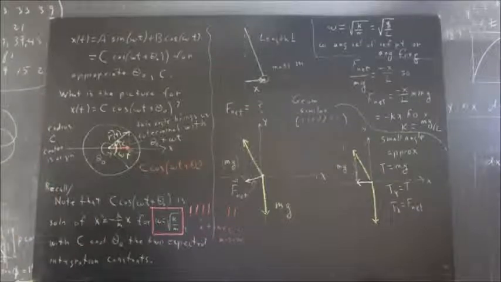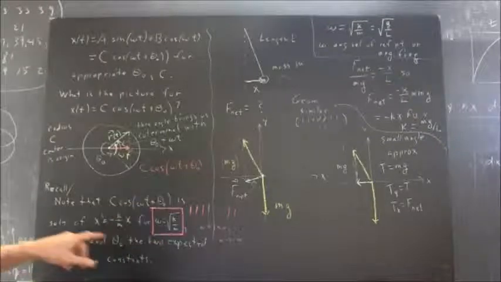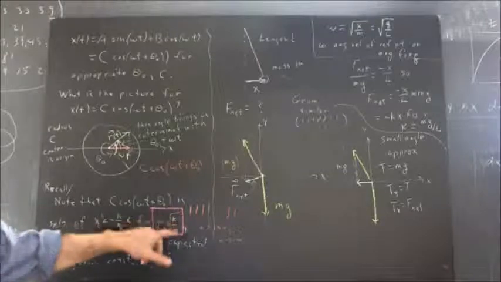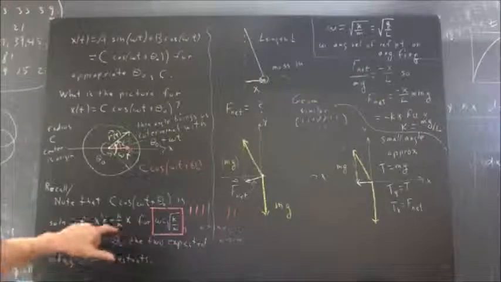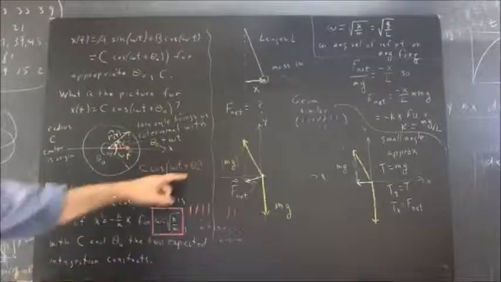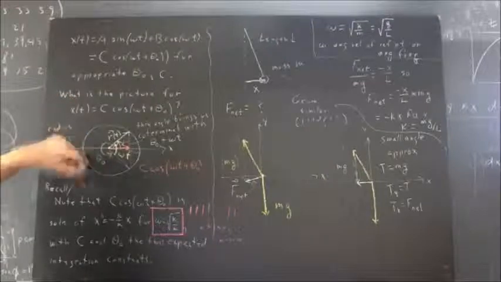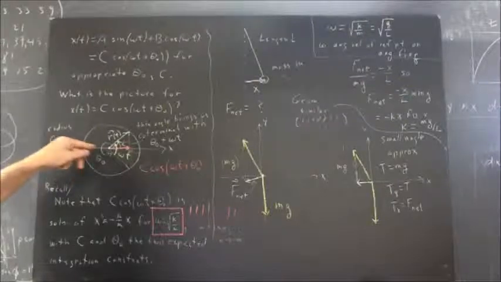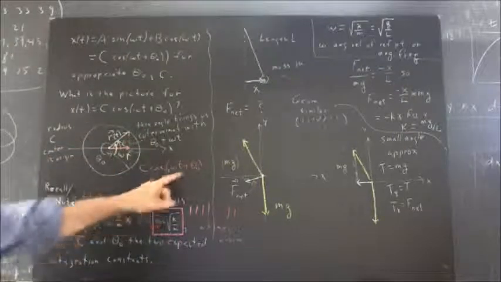Recall or note that c cosine of omega t plus theta naught is our solution of x double prime equals negative k over m x for omega equals square root of k over m. Okay, so omega is the square root of k over m from this equation. This is our solution, and this is our general solution. Theta naught could be anything, so we can match this solution up with any initial position on the reference circle in order to match our motion up on the x-axis with the projection of the reference circle motion starting at that position.